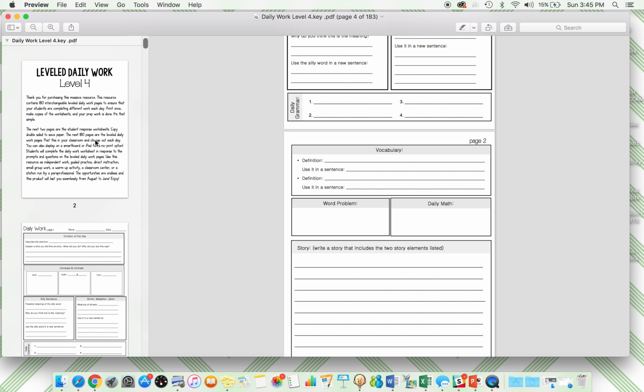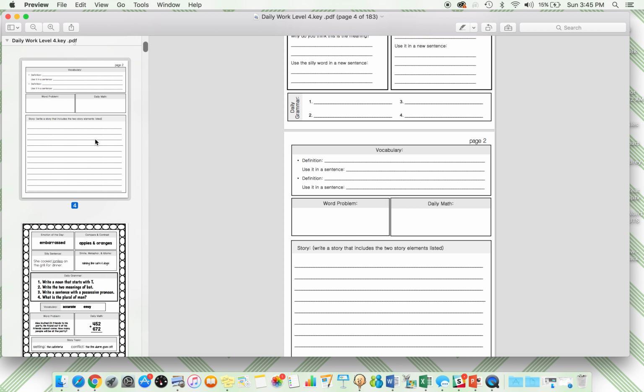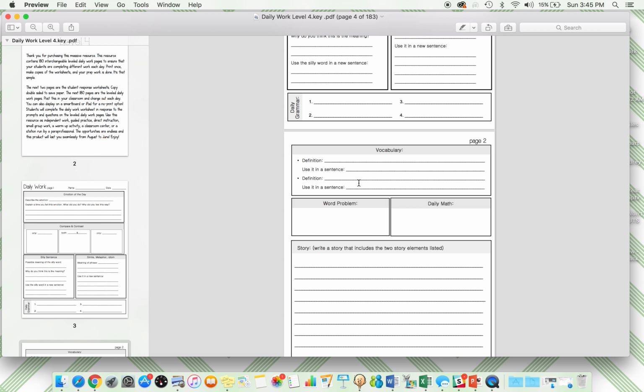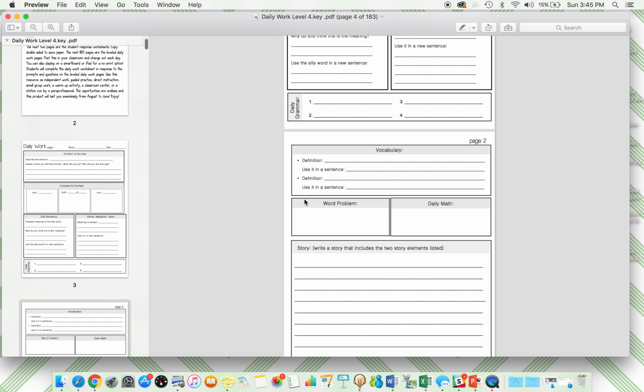In this set, there is also an anchor chart that shows how to look things up online. It's not in this PDF, but it's on the PDF on TPT.